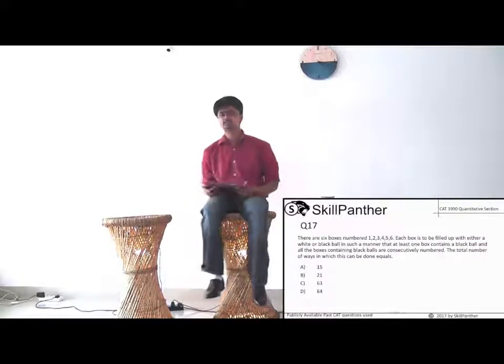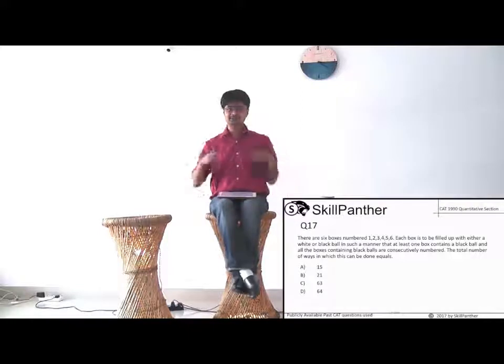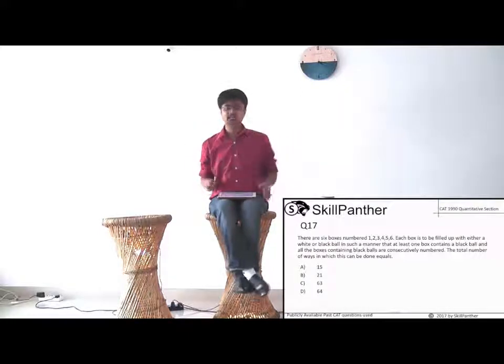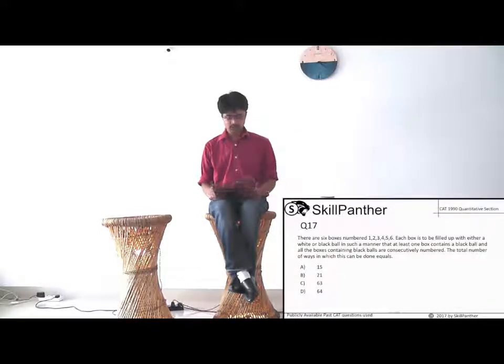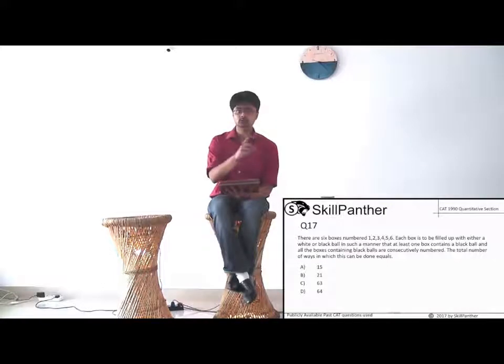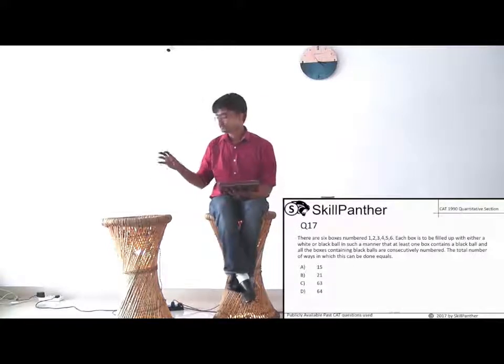Okay, let's look at those constraints and let's visualize the situation easily. See, reading it didn't create any visualization, so I need to go step by step. 6 boxes, 1, 2, 3, 4, 5, 6. Each box is to be filled up with either a white or black ball. So I need to put one ball, either a black ball or a white ball, in these 6 boxes. Imagine 2 balls, white and black.